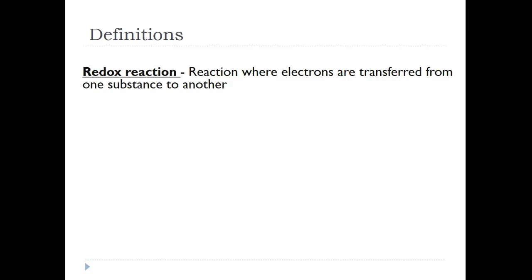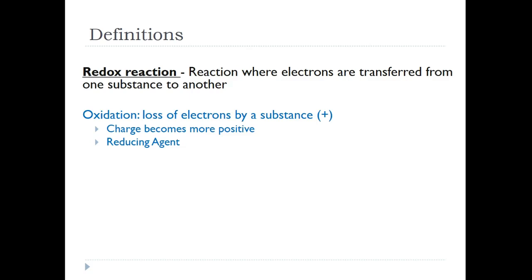So redox actually stands for reduction, oxidation. Oxidation is the substance that loses an electron. I've got the little positive sign there because if we're looking at its charge of the element, its charge becomes more positive when it loses an electron. Remember, electrons are negatively charged. So the thing that is undergoing oxidation or being oxidized is also called the reducing agent. That's an important vocab term to remember because it gets thrown out a lot. Just making sure you know that reducing agent is the thing being oxidized.